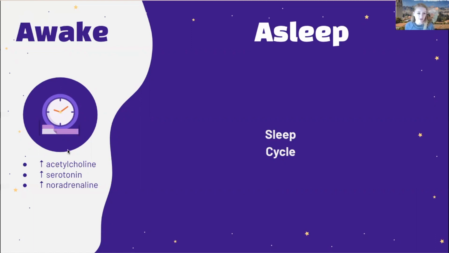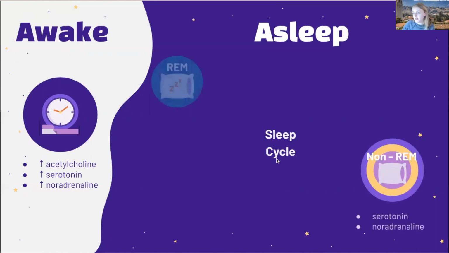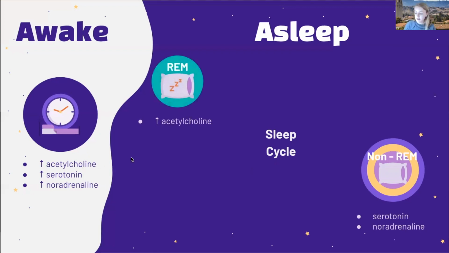So you're probably wondering, what's the difference between non-REM and REM sleep? Well, apart from the difference in these hormone levels, there's a difference in the type of sleep waves that happen and when you dream. You dream in REM sleep primarily. In non-REM sleep, we have normal levels of serotonin and noradrenaline, but specifically when we're dreaming in REM sleep, we have an increase in acetylcholine.